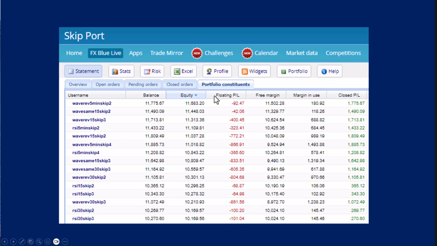Also what's interesting is that the short-term ones are quite successful. There's a 5-minute, 15-minute, 5-minute again, 5-minute again, and so on. And then the ones that are lagging behind here are the longer term ones. The 30-minute ones are down here. So why is the skip portfolio generating these lower drawdowns?